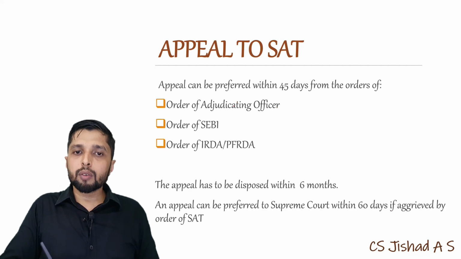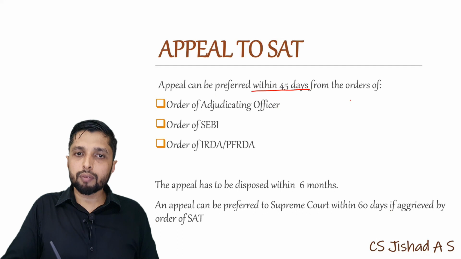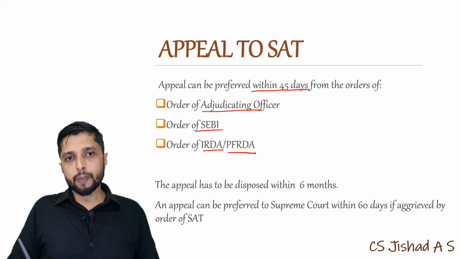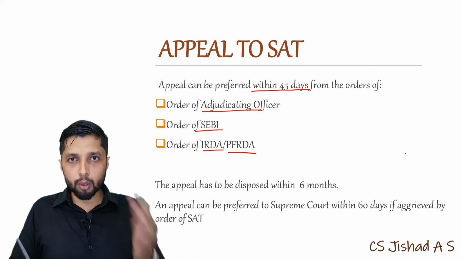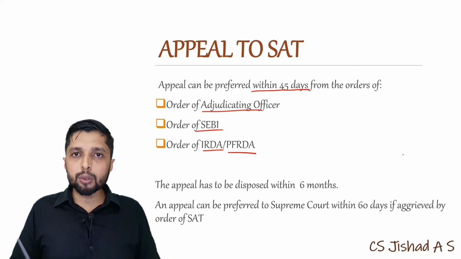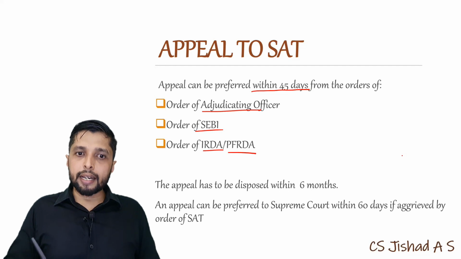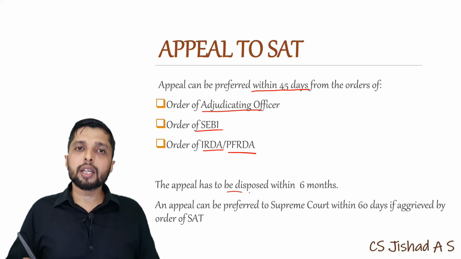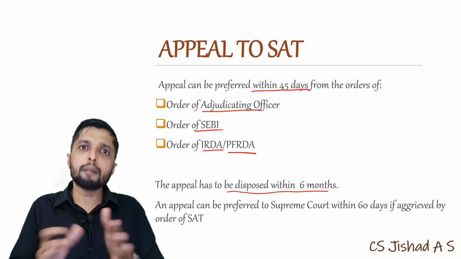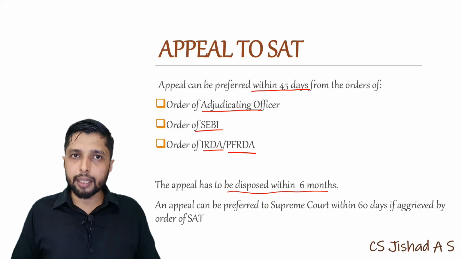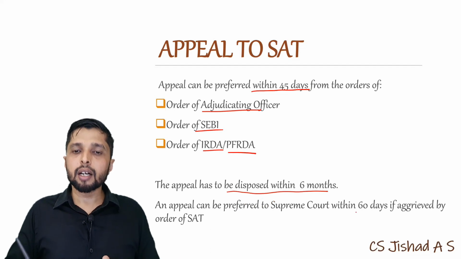An appeal can be preferred within 45 days from the orders of the adjudicating officer, SEBI, IRDA or PFRDA. So if the adjudicating authority, IRDA, PFRDA or SEBI has imposed any orders, you can prefer an appeal to SAT within 45 days. The appeal has to be disposed of within a period of 6 months. If the party is not happy with the procedure undertaken in the appeal, they can prefer appeal to the Supreme Court within 60 days after passing of order by SAT.